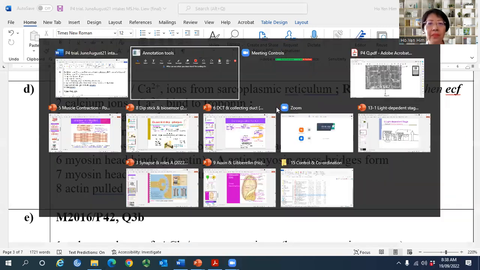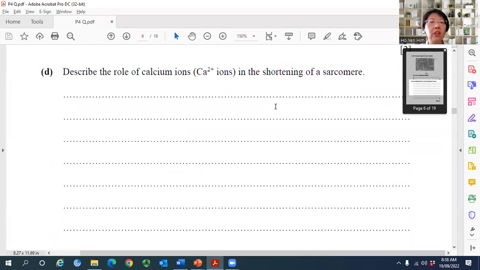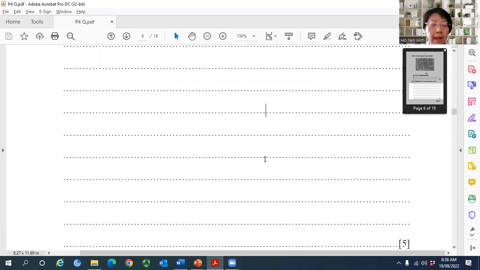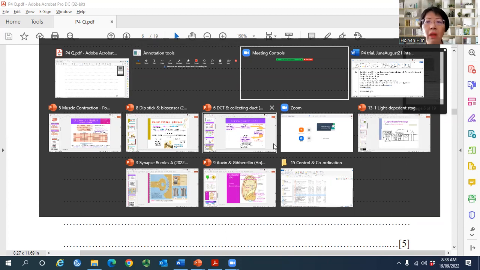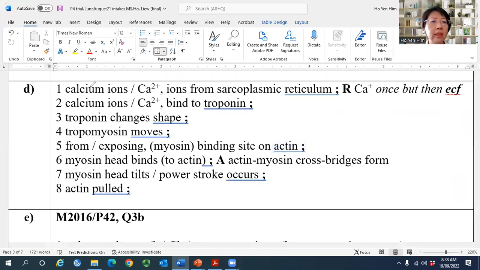Okay, D, what is D? Describe the role of calcium ions in the shortening of the sarcomere. So in this answer, I expect you to start to write about calcium ions, 5 marks. Start from calcium ion. Don't tell me any other thing before calcium ion because there's no mark there. So let's look at the mark scheme. Calcium ions, or Ca2+ ions, from the sarcoplasmic reticulum. You see, they say reject if your charge is wrong; if the charge is wrong, reject one time.